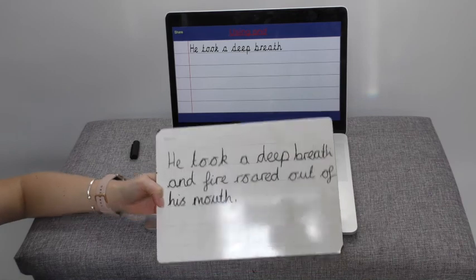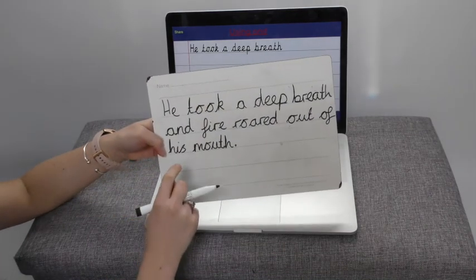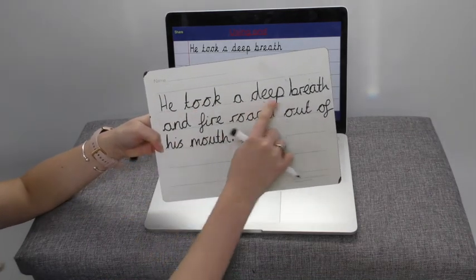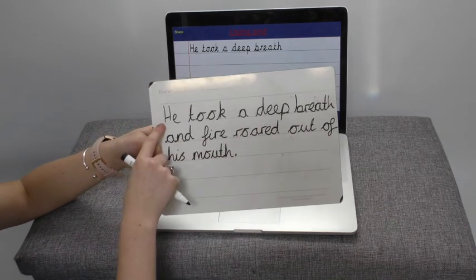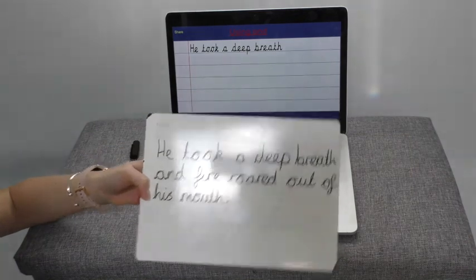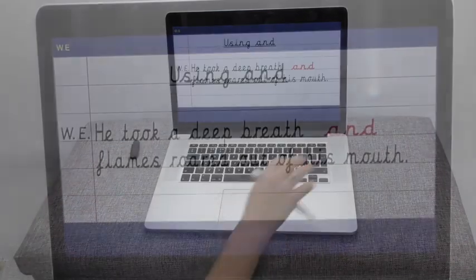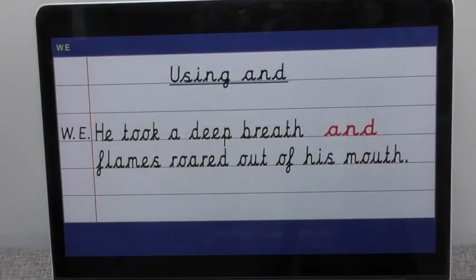Let's check that there are 12 words in my sentence. 1, 2, 3, 4, 5, 6, 7, 8, 9, 10, 11, 12. I've got my capital letter and my full stop makes it correct. So on here, we've got a slightly different one. This is our worked example. He took a deep breath and flames roared out of his mouth.